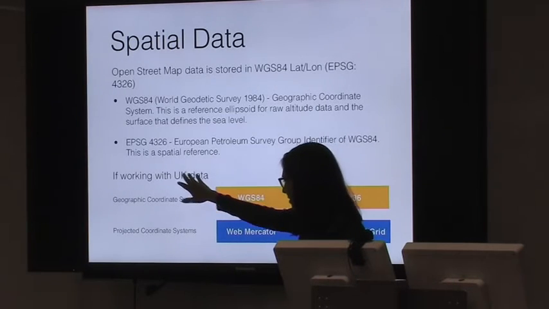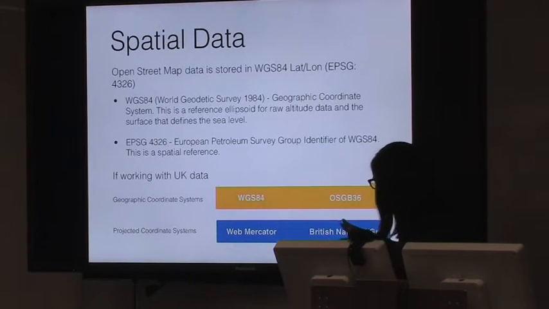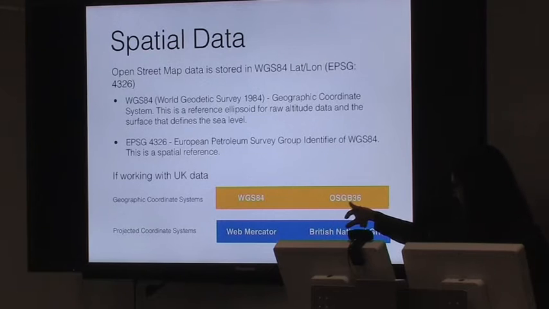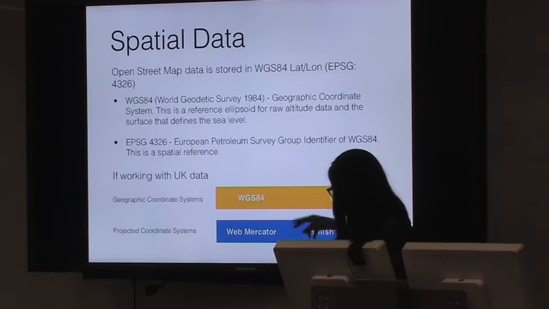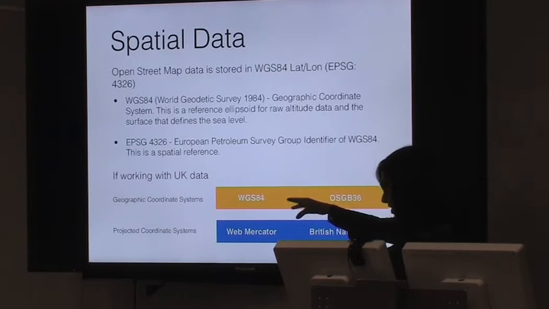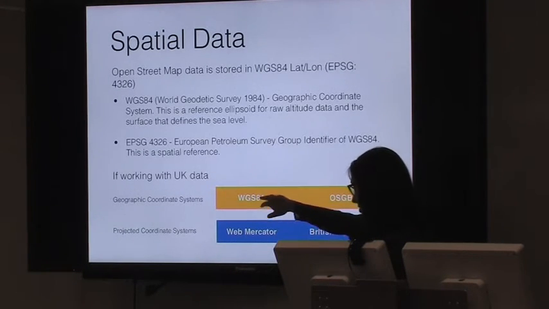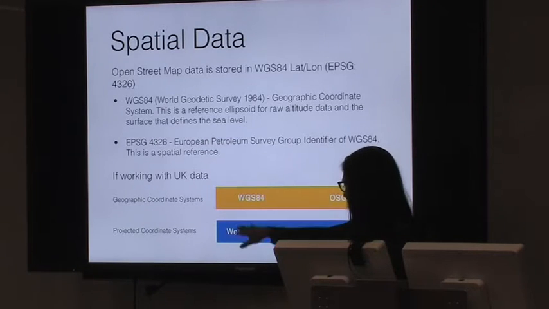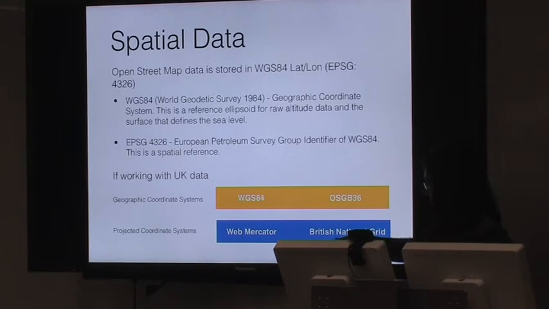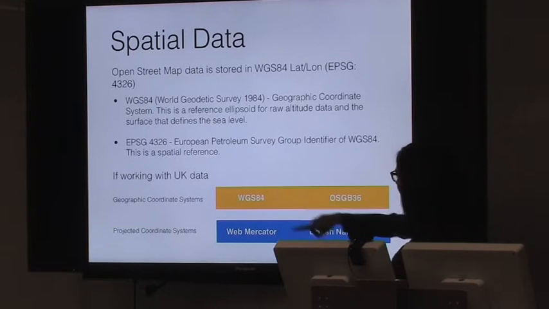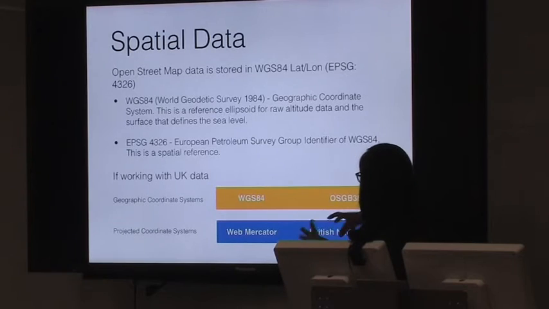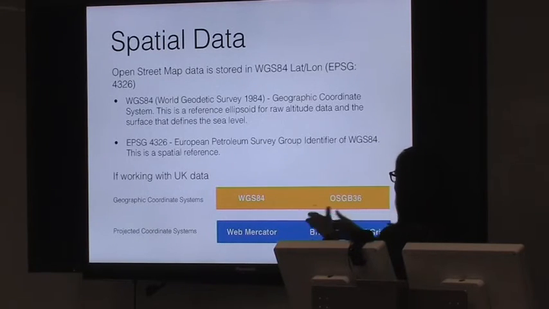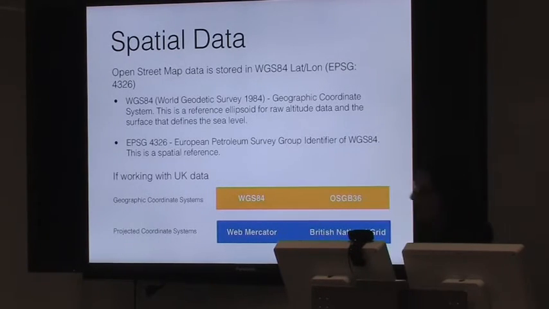And if you're working with UK data, often you'll find also the OSGB 36, the Ordnance Survey, and then the projected coordinates that often are used with respect to this GCS are the Web Mercator for this one, and here the British National Grid. So always good to know these things. And basically what happens is that if we use this, sometimes for the UK, the areas will be slightly distorted. So that's something that one needs to look at.